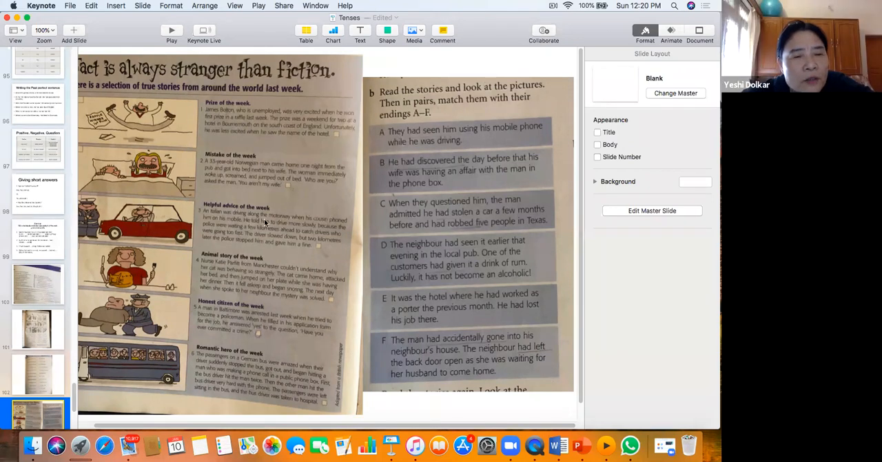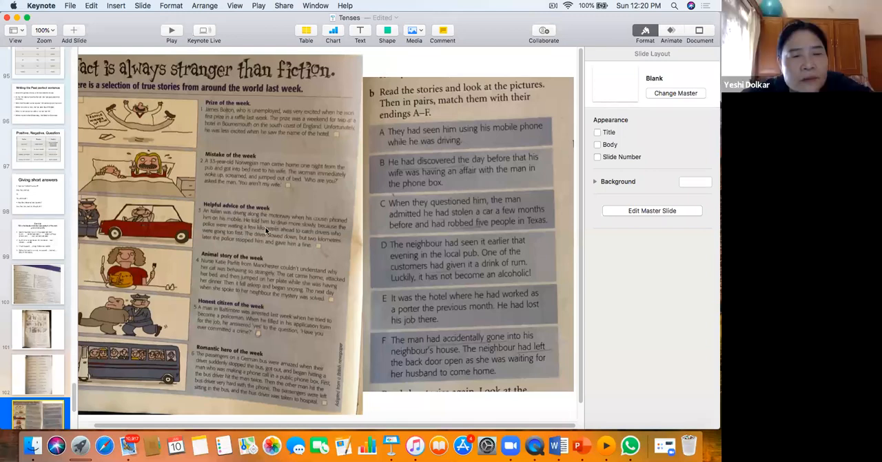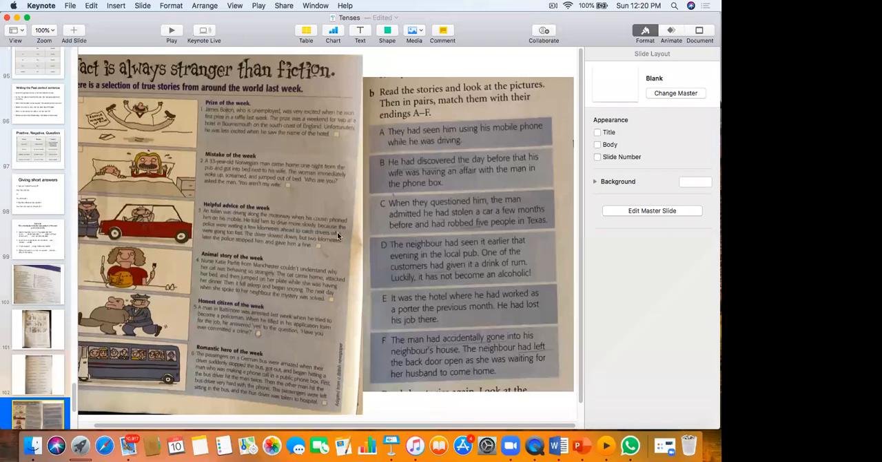Helpful advice of the week. An Italian was driving along the motorway when his cousin phoned him on his mobile. He told him to drive more slowly because the police were waiting a few kilometers ahead to catch drivers who were going too fast.